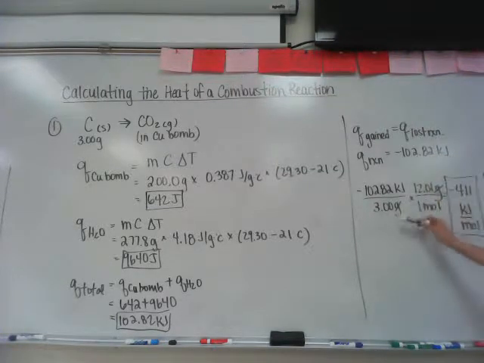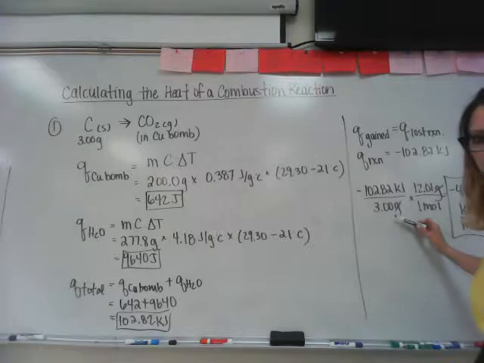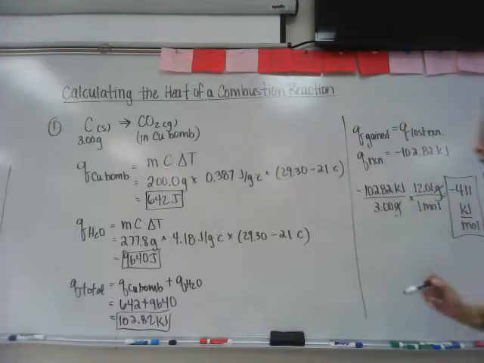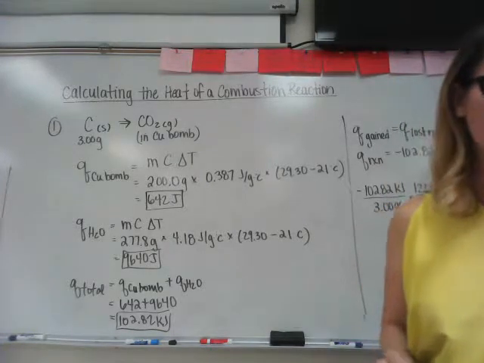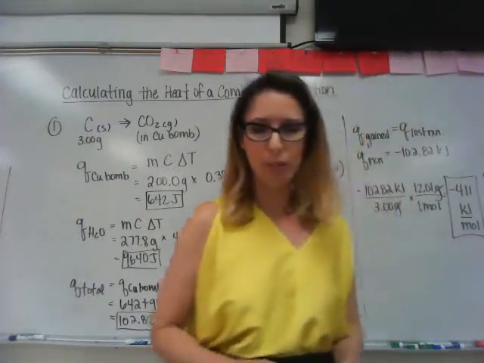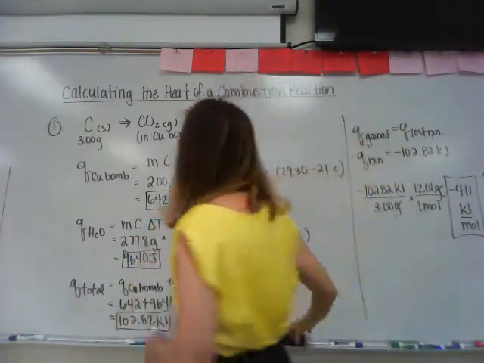Take this value, divide it by the mass of copper, the mass of carbon rather, which was 3 grams. I multiplied it by the molar mass of copper, which is 12.01 grams per mole. That leaves you with units of kilojoules per mole, so you get negative 411 kilojoules per mole, and that is the heat of formation of carbon dioxide gas.